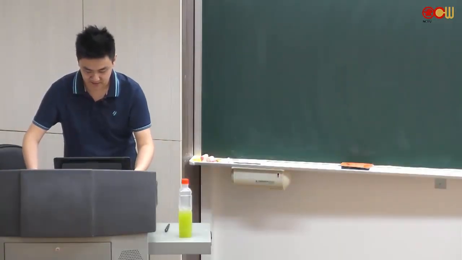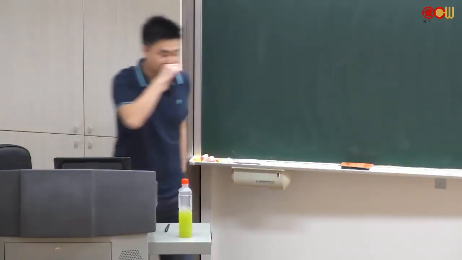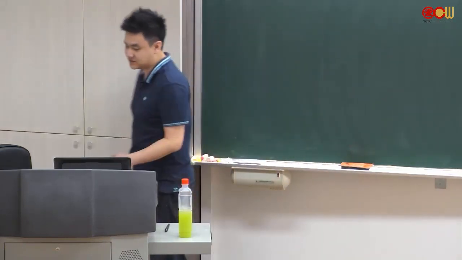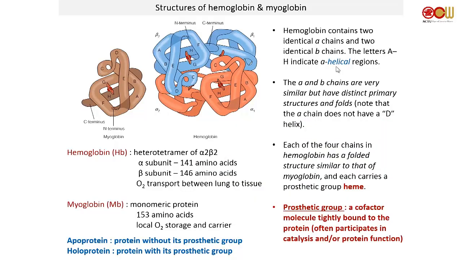All right, so very quickly, we're gonna pick up where we left off on Friday. So we're gonna start from this slide. This gives you the structure of hemoglobin and myoglobin. Myoglobin is the monomer, and hemoglobin is the tetramer. For hemoglobin, you can think of it as essentially 4 myoglobins associated together.